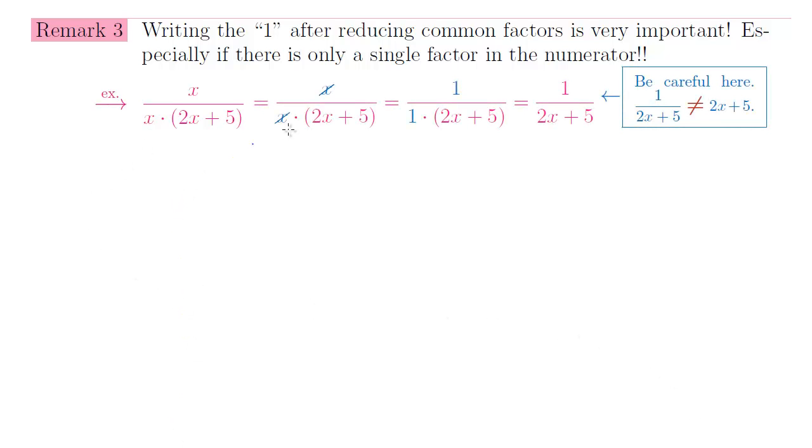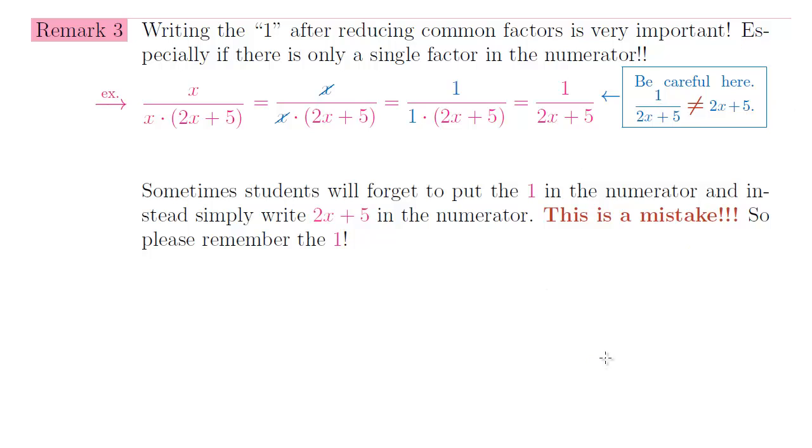When we cancel that common factor of x, notice we're left with 1 divided by 2x plus 5, because x divided by x is 1. You have to be careful. You must keep that 1 in the numerator. Now some students will forget to put that 1 in the numerator, and that's bad because 1 holds the place of the numerator. 1 divided by 2x plus 5 is not equivalent to 2x plus 5. They're not the same thing. So please remember to always put your 1.